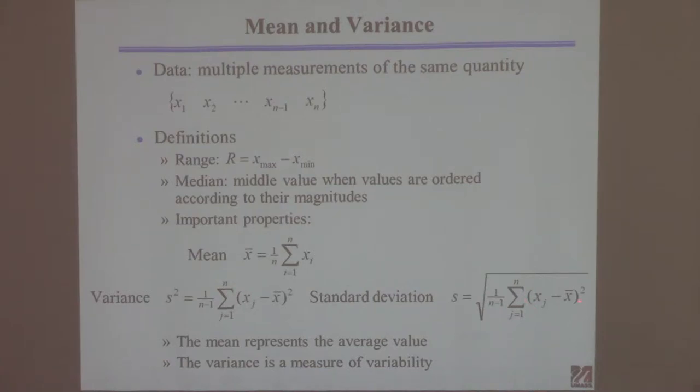First of all, we have to know the mean of the data. So we take each sample, subtract the mean from it, square it, sum up all those squared terms, divide by n minus 1, where n is the number of samples, and take the square root. That thing's called the standard deviation.